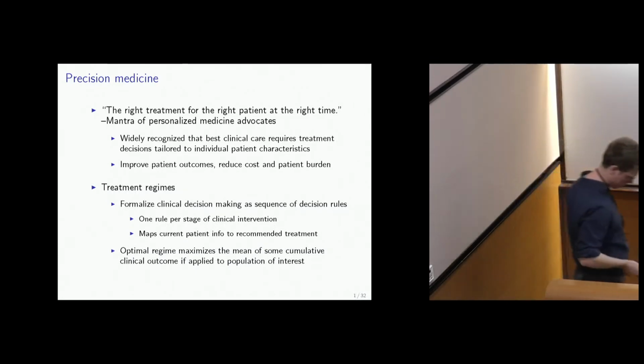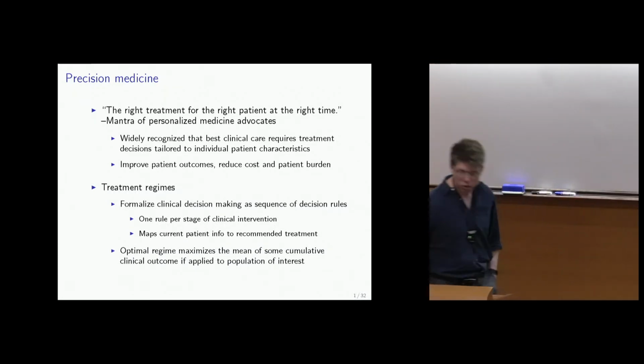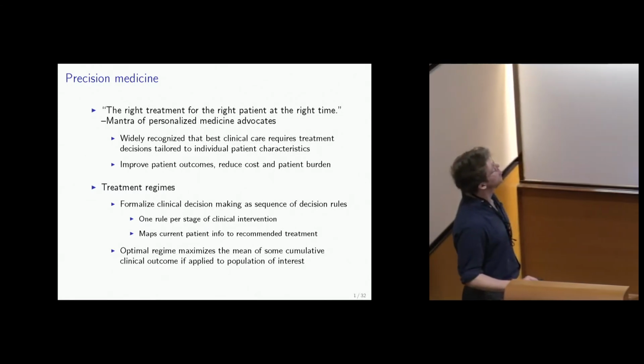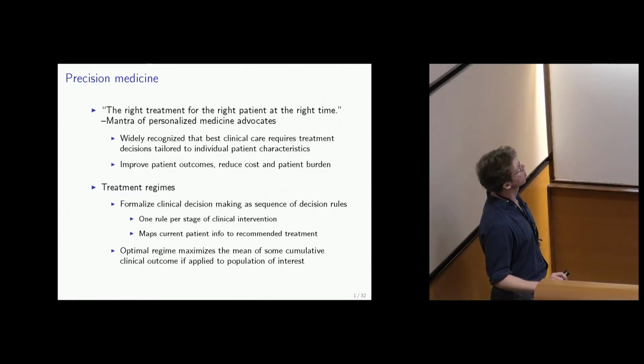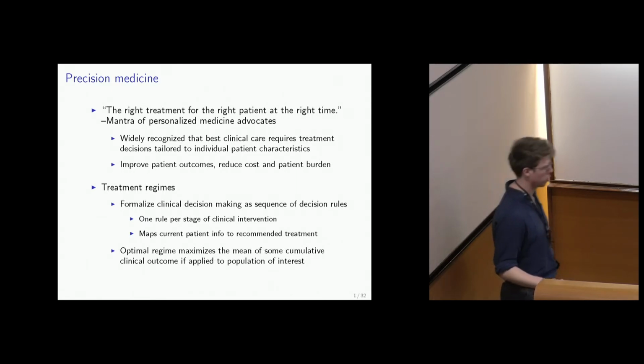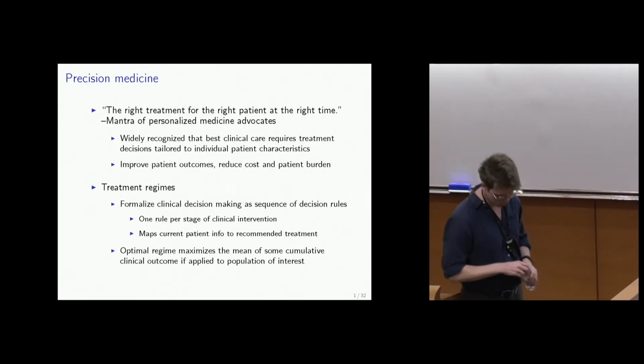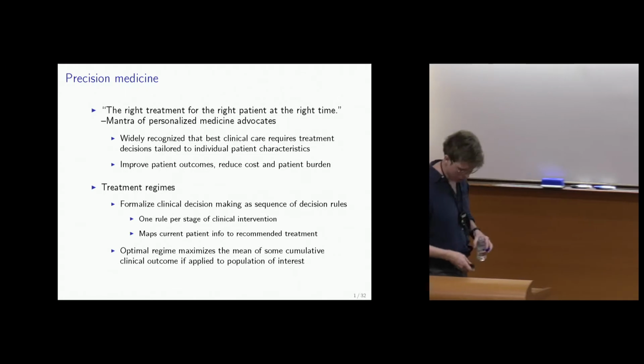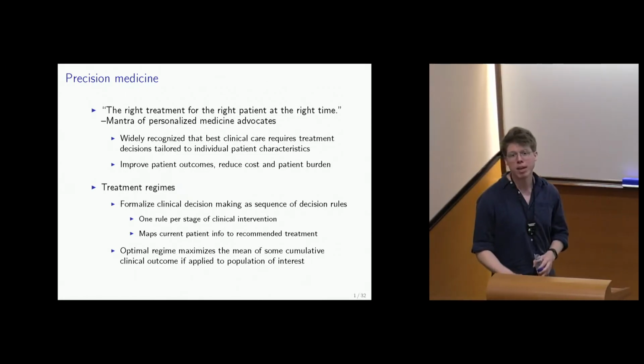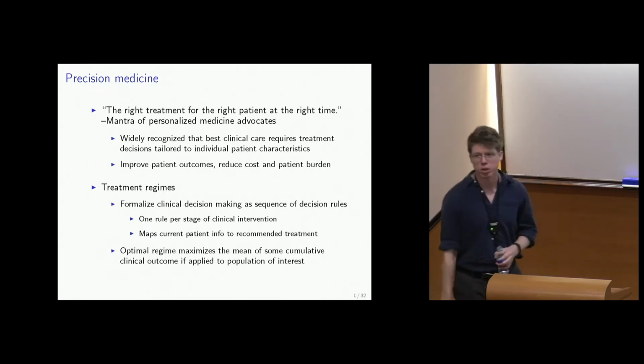Okay, so I don't have to sell you guys on precision medicine, but we're going to be talking about treatment regimes in particular, which are one way of personalizing clinical decision making. So we're going to run a sequential clinical trial where we give patients a sequence of treatments, and then we're going to try to estimate the best treatments to give them given their personal information at a particular time.